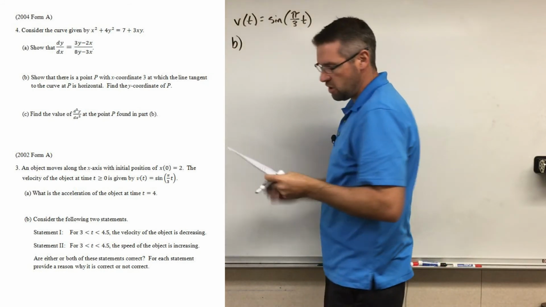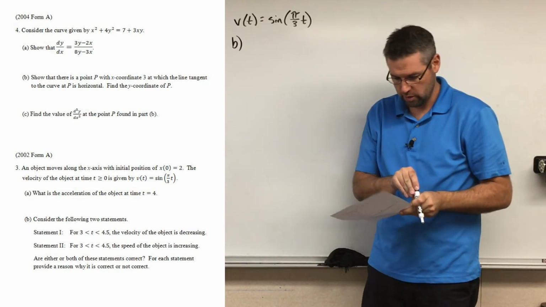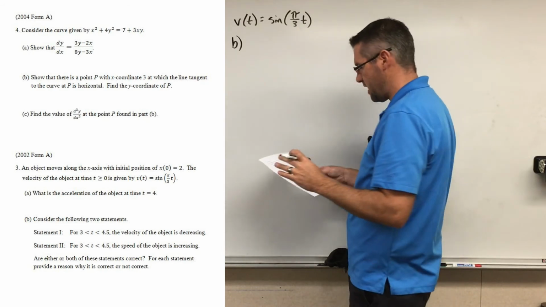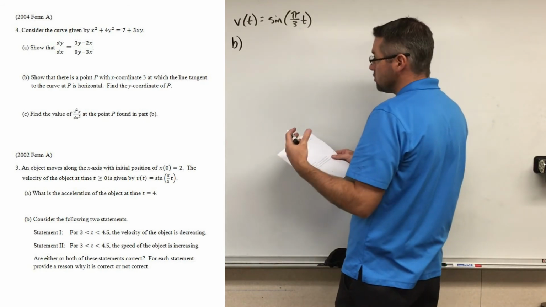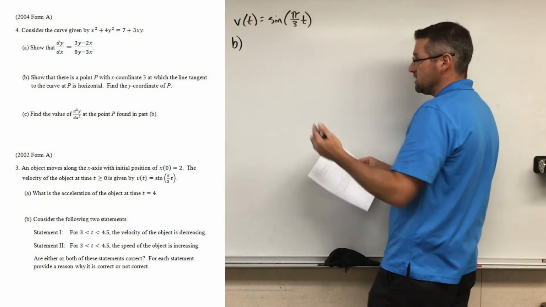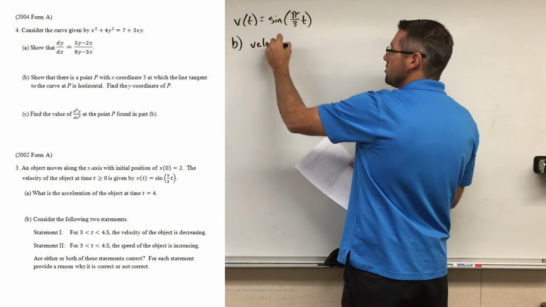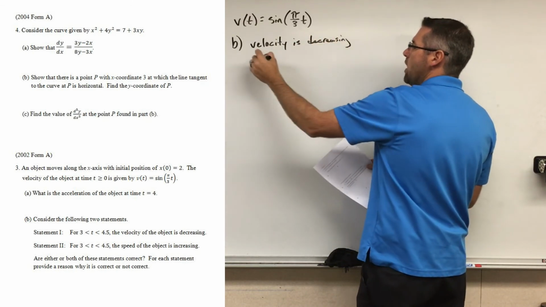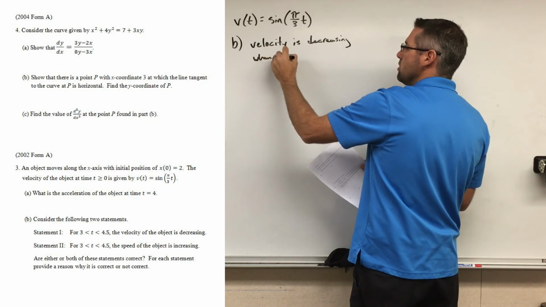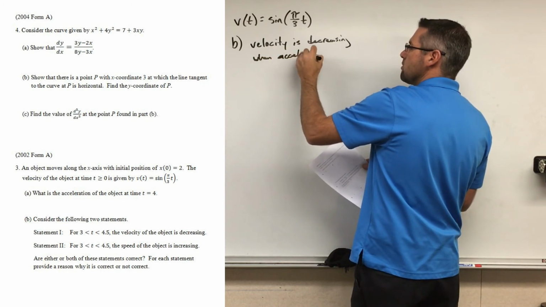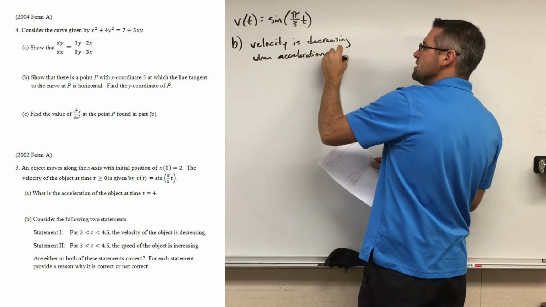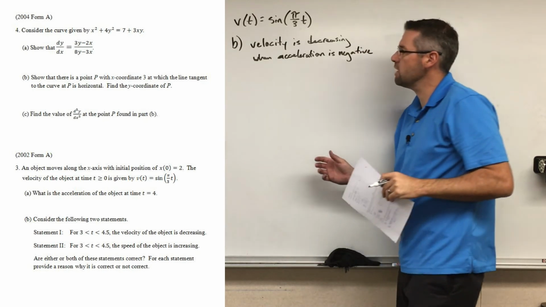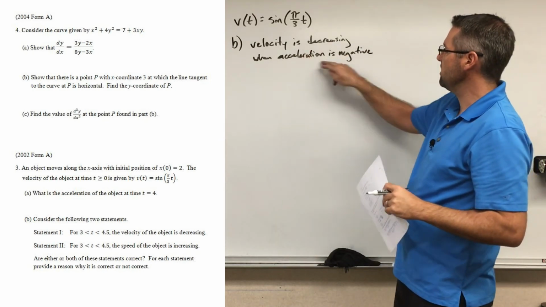All right, part B is asking which of the two statements are true. And in statement 1, it says the velocity of the object is decreasing over that interval. So we have to go through the work to develop the idea of where velocity is decreasing. Remember, velocity is decreasing when acceleration is negative, right? Thinking of the chart, so important to understand this, right? Velocity is decreasing when its derivative is negative.